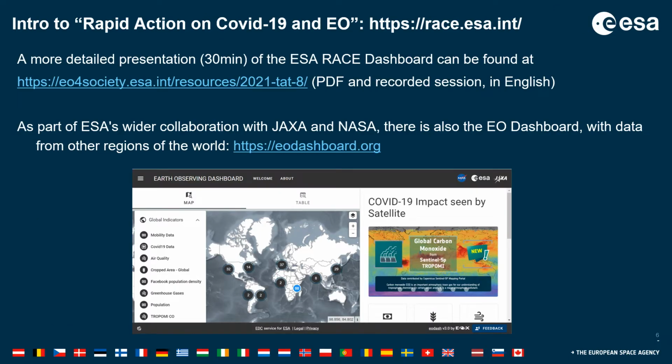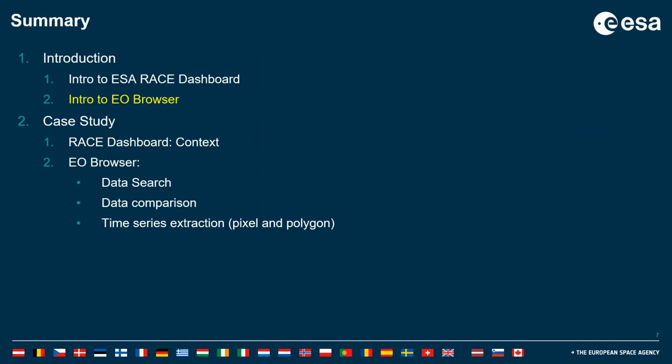I'll leave you here the link to another session where this dashboard is presented more in depth. It consists of a PDF and also a video, and you can consult it for more information. There is also a broader collaboration with data not only in Europe, but from other areas of the world. And that is the result of the partnership between ESA, JAXA, and NASA. It is called EO Dashboard, and I'll leave you the link here if you want to visit it too. Let's now look quickly at the EOBrowser.